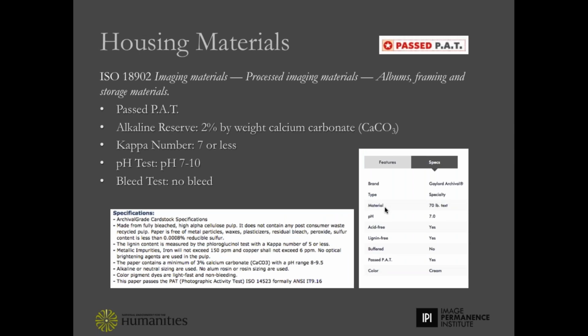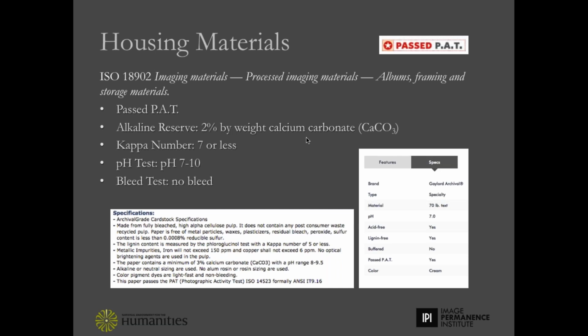What you really need to look for is, have they passed the tests outlined in ISO standard 18902? This is the standard for materials that are considered safe for photographic storage and framing. And here I've outlined all of those tests. PAT stands for photographic activity test. This test makes sure there is nothing in the material that will cause deterioration of the image or the binder. The alkaline reserve is to make sure that there's the right amount of buffering material in them. This is the calcium carbonate.